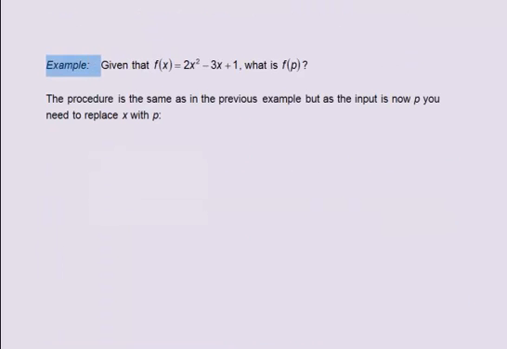Example: given that f of x equals 2x squared minus 3x plus 1, what is f of p? The procedure is the same as in the previous example, but as the input is now p, you need to replace x with p. f of x equals 2x squared minus 3x plus 1 becomes f of p equals 2p squared minus 3p plus 1.